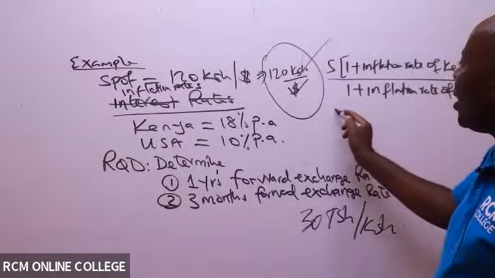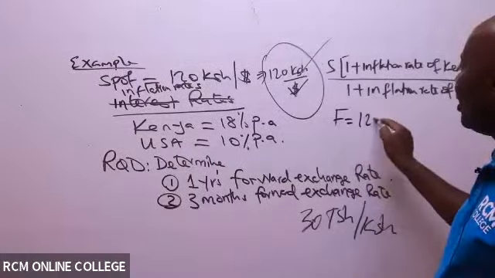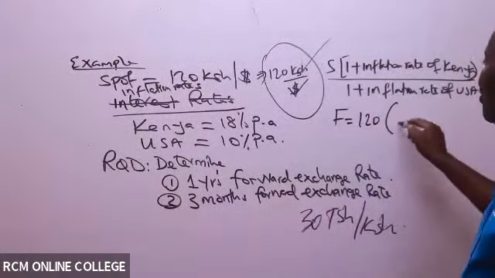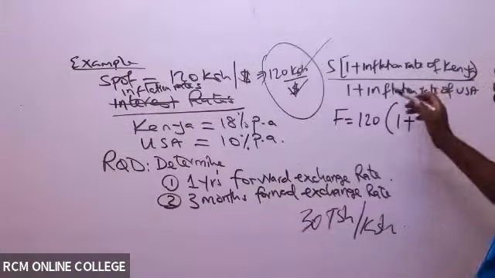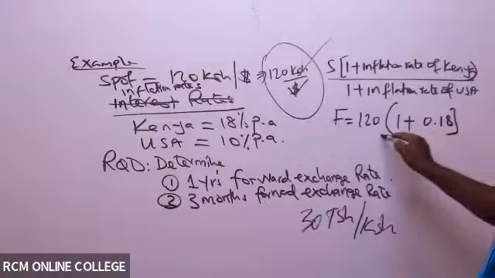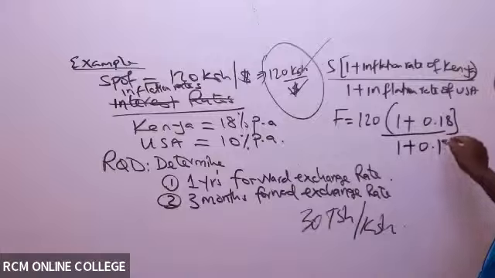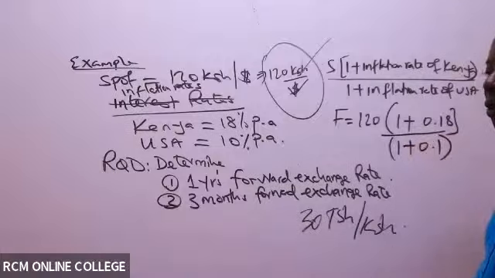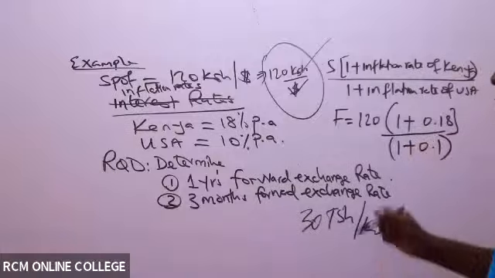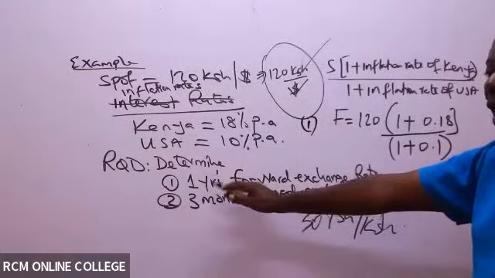So we'll go ahead and now plug in the numbers. So F will be equal to the spot. The spot is 120 into 1 plus inflation rate in Kenya, which is 0.18, all over 1 plus inflation rate in the USA, which is 0.1. Remember, this is a solution to number 1, which wants me to do 1 year.